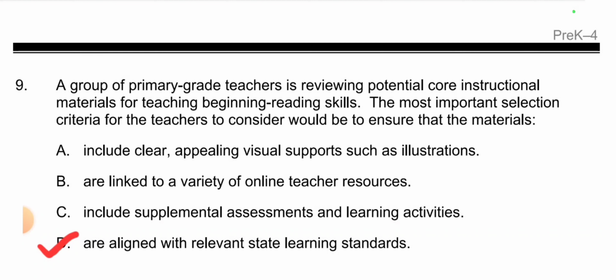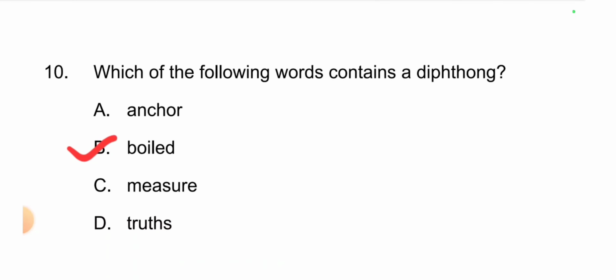Question number 9. A group of primary grade teachers is reviewing potential core instructional materials for teaching beginning reading skills. The most important selection criteria for the teachers to consider would be to ensure that the materials aligned with relevant state learning standards. Question number 10. Which of the following words contains the diphthong? A diphthong is a sound made by combining two vowels, specifically when it starts as one vowel sound and goes to another, like the oi sound in oil.